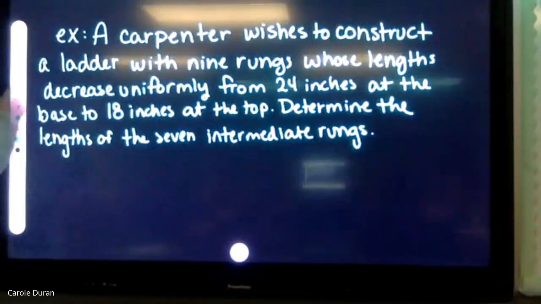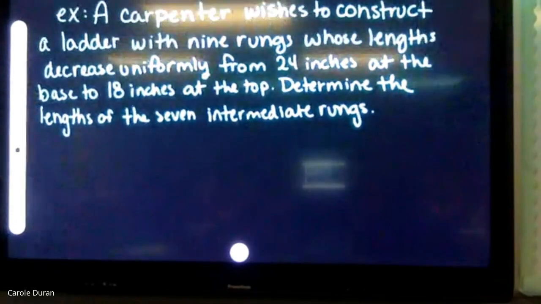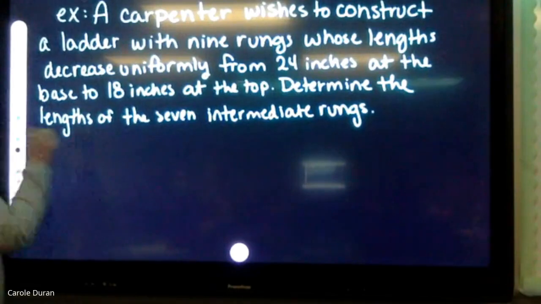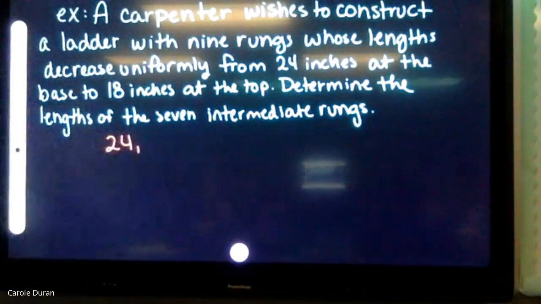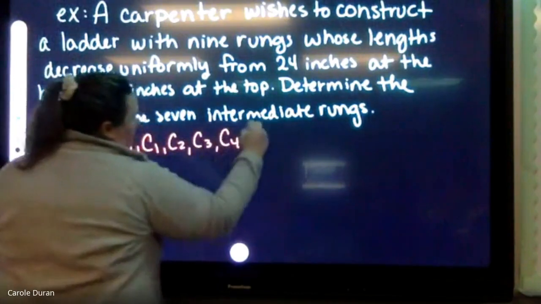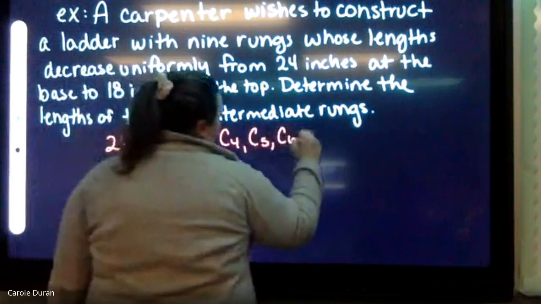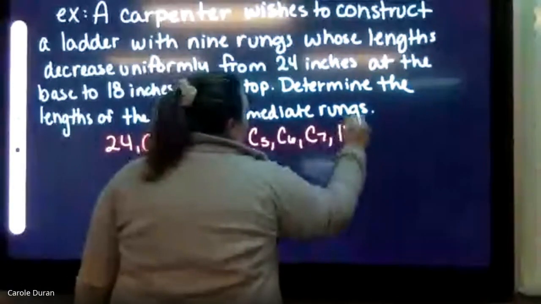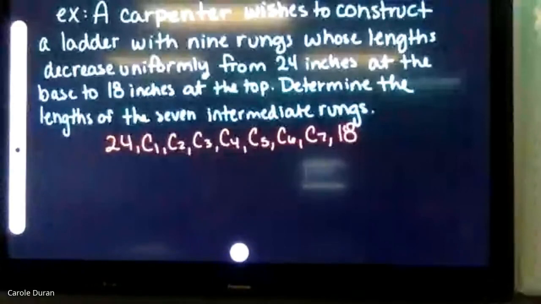So what is the sequence I'm actually trying to find here? What's the length of my base rung? 24. Do I know the next rung? No, in fact, I don't know the next 7, so that's going to be C1 through C7. And then I know that my top rung is 18 inches. So this is the sequence that I'm solving for. I know the first term, and I know the 9th term, but I need to find the 7 in between.